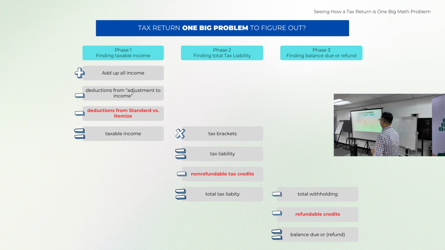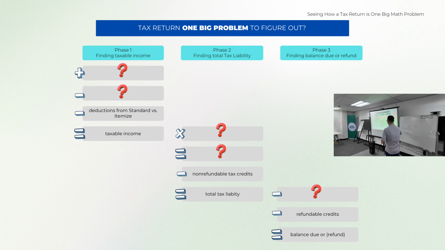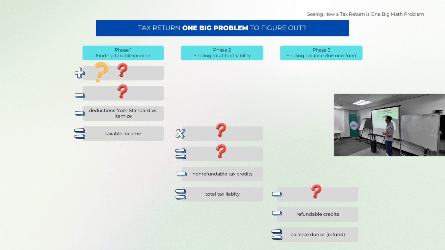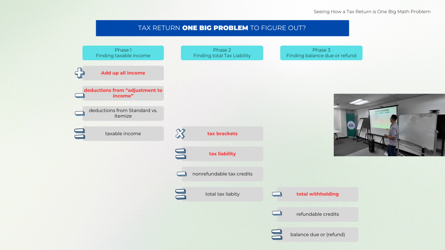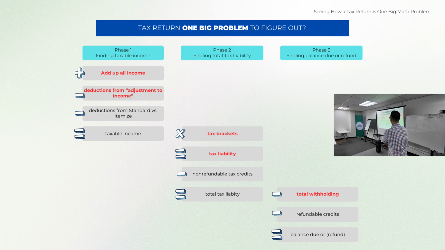Okay. I think this is the last one. What's the first one? Yep. Add up all income minus adjustment to income deductions. Okay. Yeah. Good. Perfect. What is that? Withholdings. Yes. Good. Good. Okay, and that's it. That's all a tax return is.